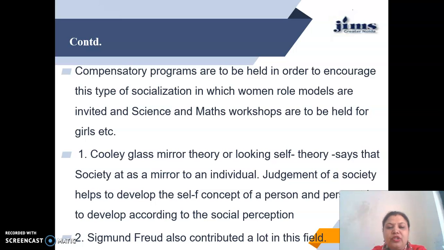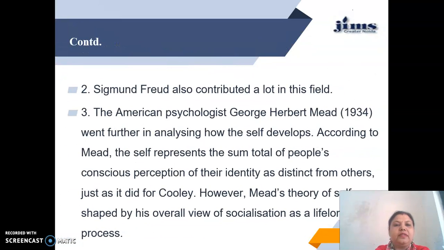Cooley's looking glass self theory says that society acts as a mirror to an individual. Judgment of a society helps to develop the self-concept of a person, and the person tries to develop according to the social perception. Sigmund Freud also contributed a lot in this field. Sigmund Freud gave his theory, which also revolves around the socialization process of a child.